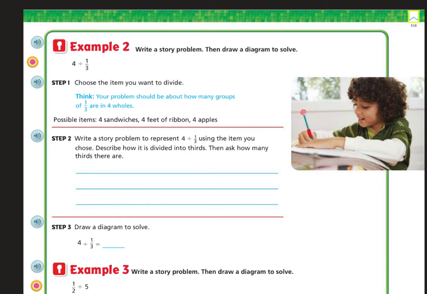So let's do apples. Let's write a story problem to represent 4 divided by 1/3 using the item you choose. So we're going to work with apples. Okay? So let's say Sean has 4 apples. Okay? He cuts each apple in thirds. That would be a new sentence.